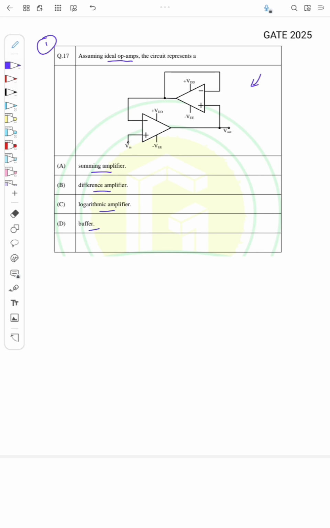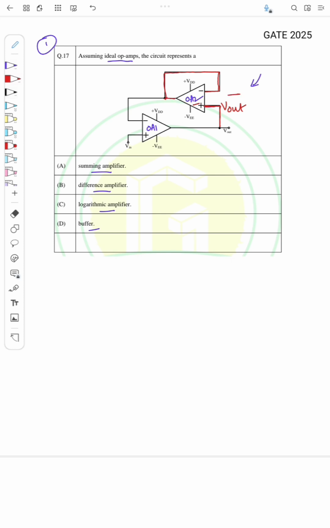Okay, so in the circuit we have two op amps, OA1 and OA2. The output of OA1 is given as input to the non-inverting terminal of OA2, and the output of OA2 is given as the input to the inverting terminal of OA1. So first let us analyze this OA2 circuit. Here the input is actually V out, and its inverting terminal is connected to its output. So feedback is actually with gain 1.